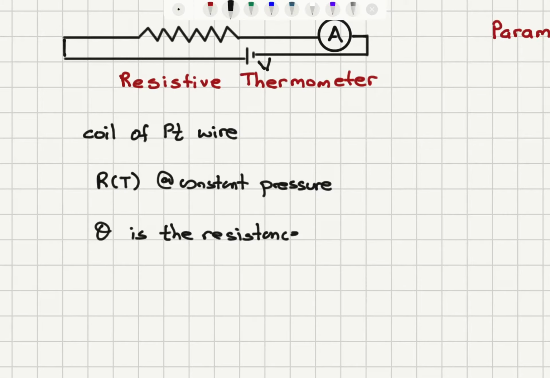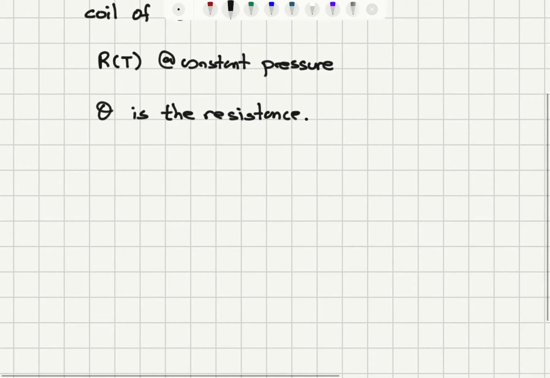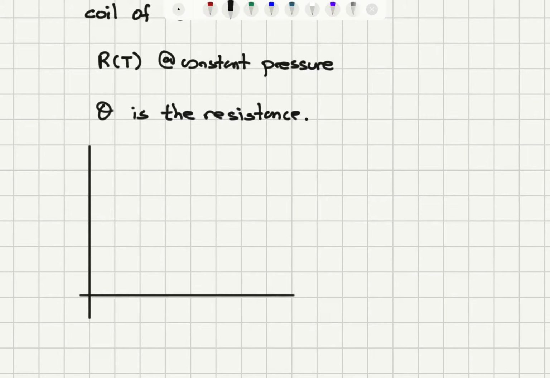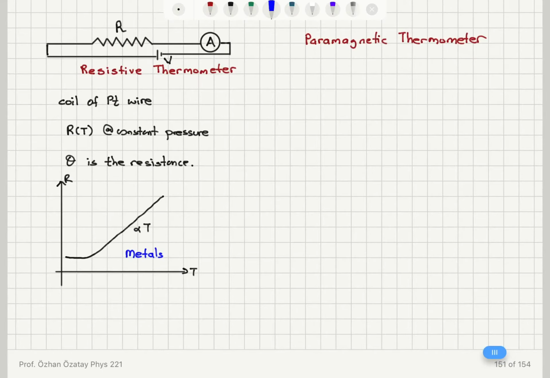How does resistance change as a function of temperature? If you're wondering, we learned this in solid state physics. Resistance as a function of temperature for metals varies as this curve. It is basically proportional to temperature, but then it saturates at low temperatures. Let me emphasize that this is the behavior for metals. So like the platinum coil wire, we will see a linear dependence on temperature.